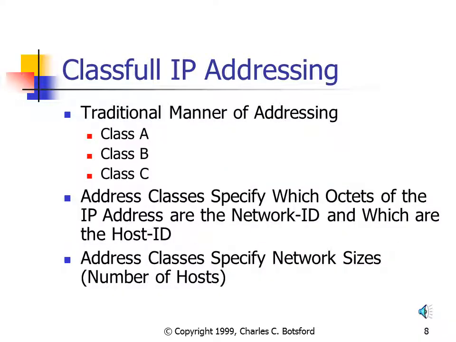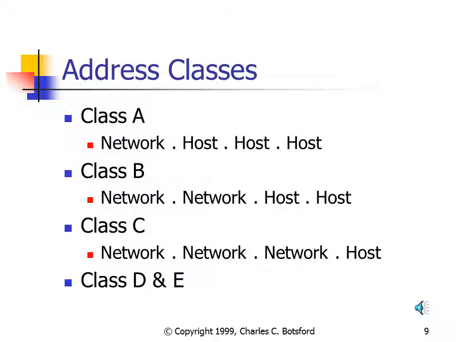When IP addressing was first set up, it was based upon a classful naming scheme. A network could be set up with a Class A address, a Class B address, or a Class C address. The address class specifies which octets of the IP address are the network ID and which are the host ID. The address class also specifies the size of the network, or shall we say, the number of hosts that the network could support. As I mentioned before, the address class specifies which portion of the IP address is the network ID and which portion is the host ID.